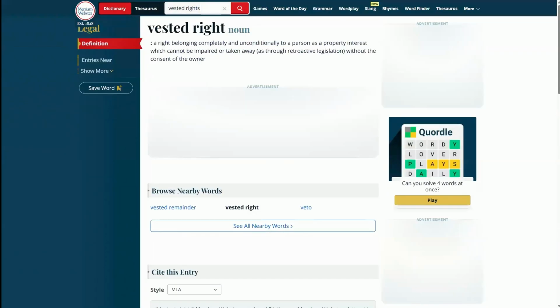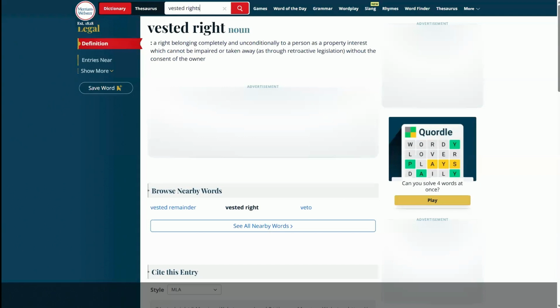Let's look at vested rights. A right belonging completely and unconditionally to a person as a property interest which cannot be impaired or taken away, as through retroactive legislation, without the consent of the owner. So when a right is vested, no retroactive legislation can change it.